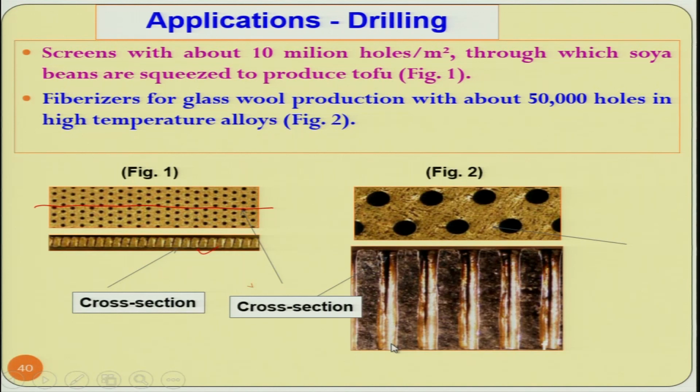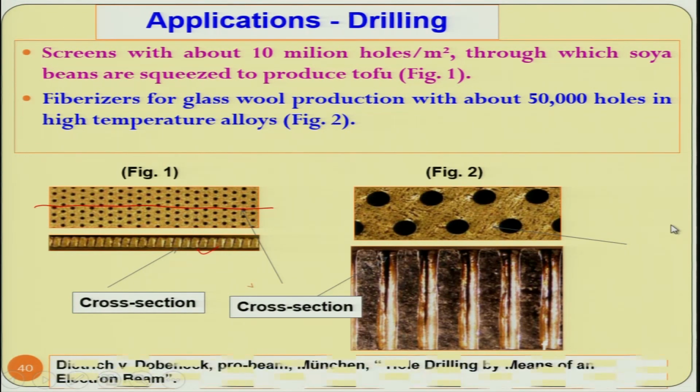Now, if you see it carefully, the shape of this cross section is very similar to what I have already shown to you, and this is the cross section of the hole which has been machined in figure 2, and the first one is for the purpose of soya beans. So, these are the two ones, and this has been taken from this particular reference.